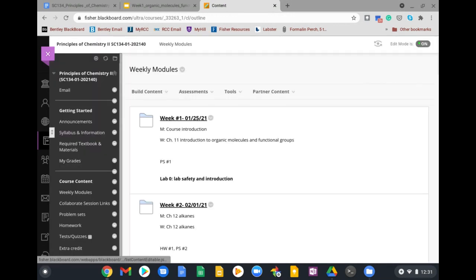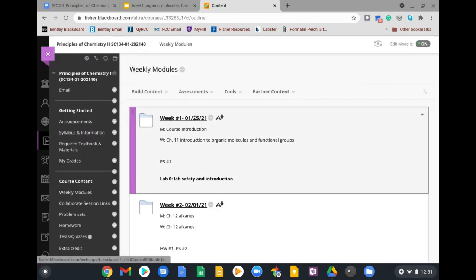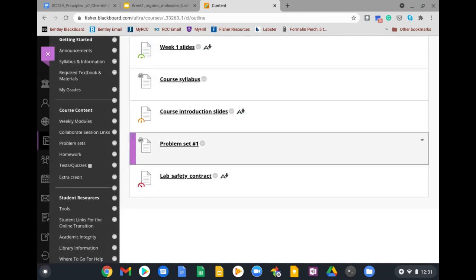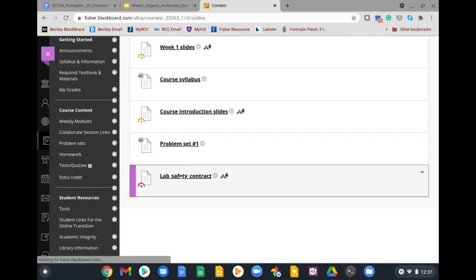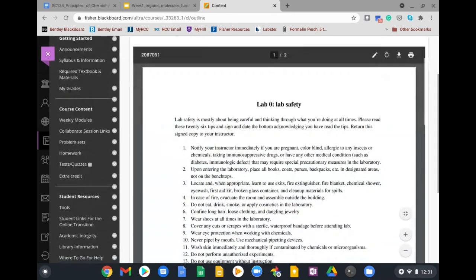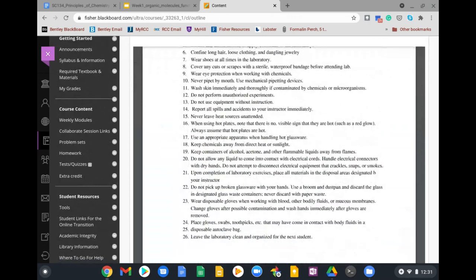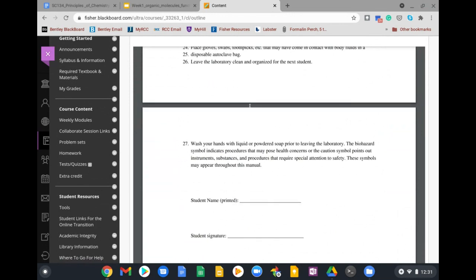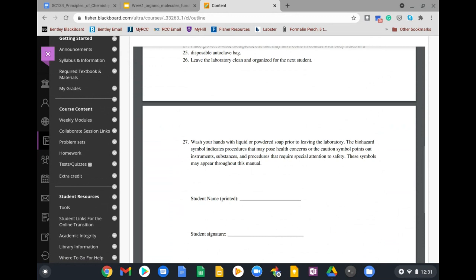So, just a couple things. Lab starts next week, so that's fun. There is a lab safety contract for each one of you. It's relatively straightforward. You read through all the fun stuff about coming to lab and being safe in lab, sign it, date it, all that fun stuff. If you're feeling adventurous, you can do it electronically. Otherwise, print it out, bring it into lab with you next Wednesday.